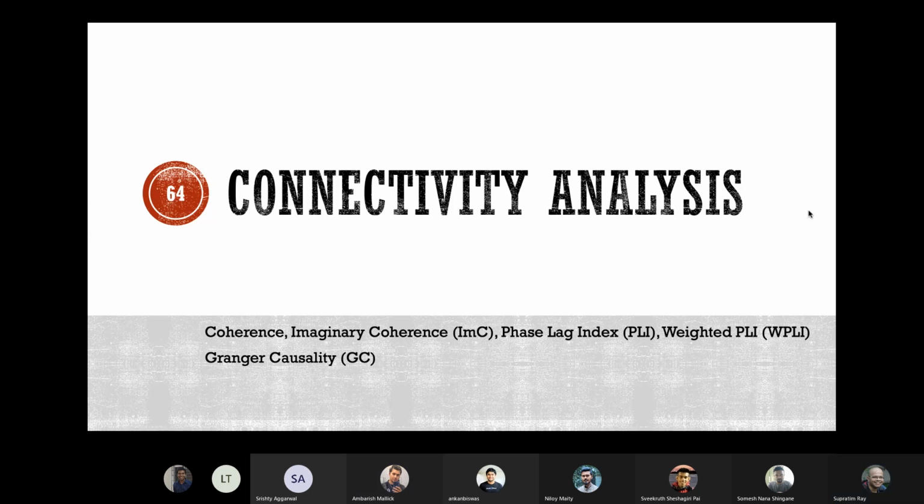So finally, we are going to talk about certain connectivity analysis methods. They are similar to what we had seen earlier in the case of LFP, but in the case of EEG, there are some other things that are also used, for reasons that I will mention. So we'll talk about that first, and then we'll quickly talk about Granger causality, and that's it.